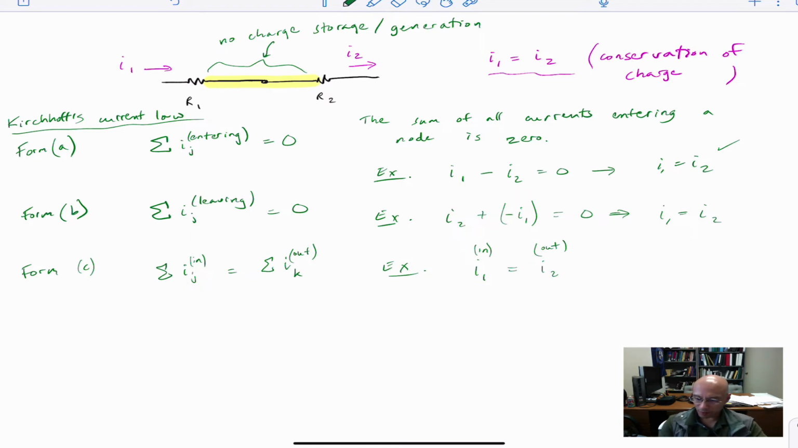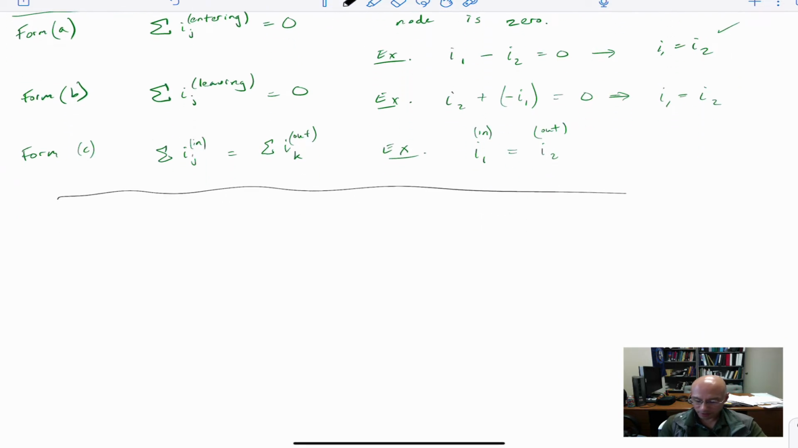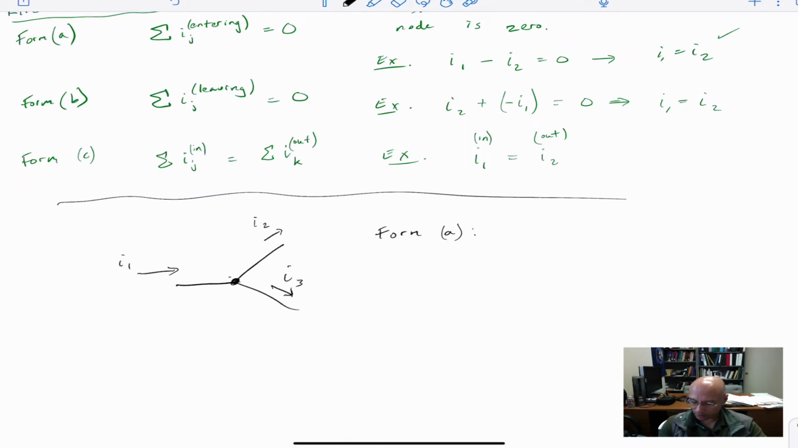Let's make it a little bit more complex and a little simpler at the same time. We're going to ignore the elements. So let's say we have 3 branches coming in, and we've arbitrarily defined 3 currents. If we wanted to use form A, we're going to think about all currents entering. So we would put I1 is entering, negative I2 is entering, and negative I3 is entering. Those have to equal 0.